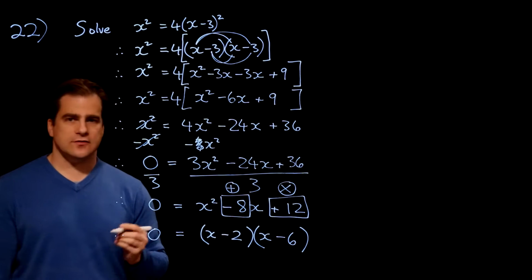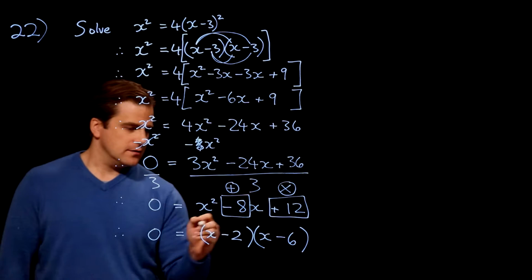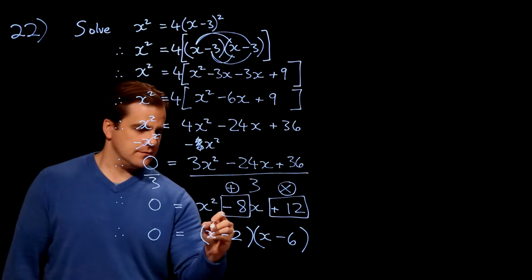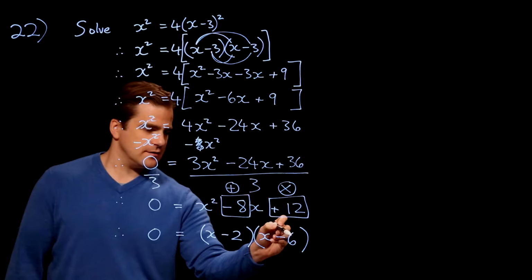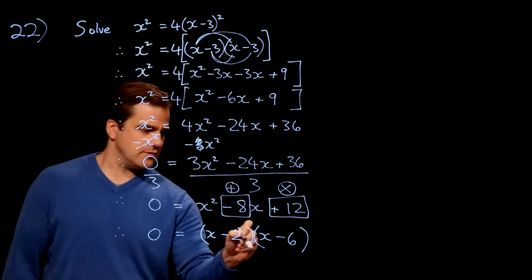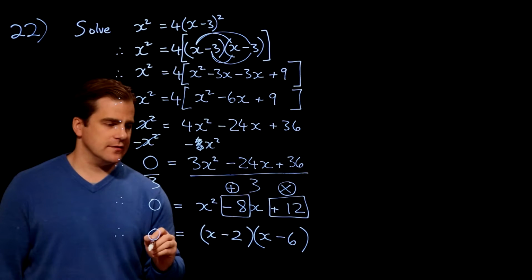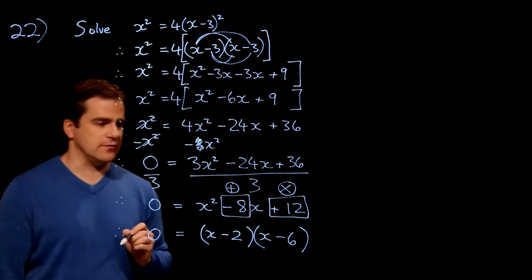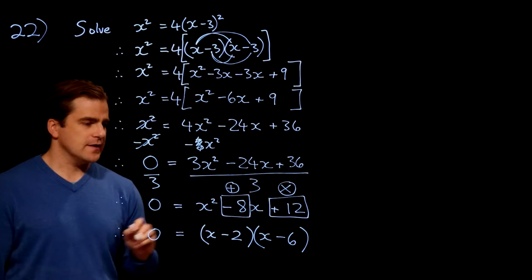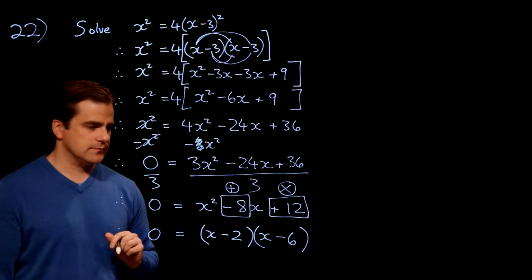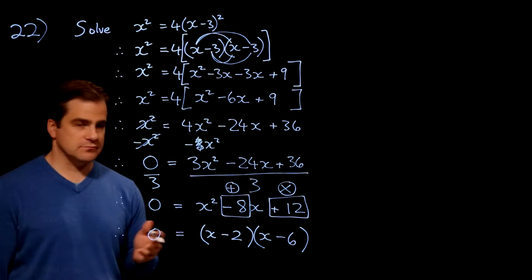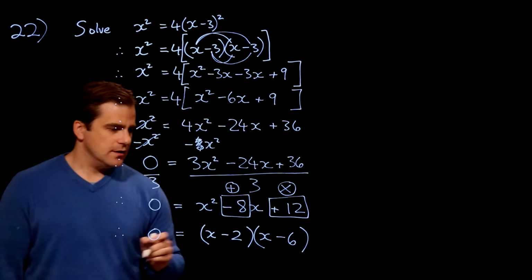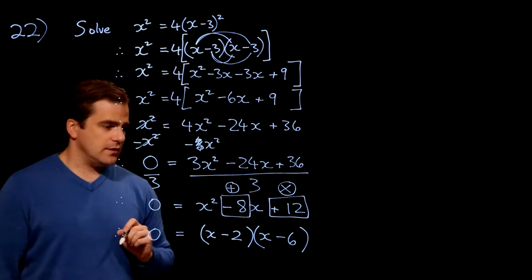Okay, just to double check, x times x is x squared, x times minus 6 is minus 6x, minus 2 times x is minus 2x, so total of minus 8x, and minus 2 times minus 6 is plus 12. Yeah, it works. So we factorised it. So we've done it. X is 2 and x is 6.